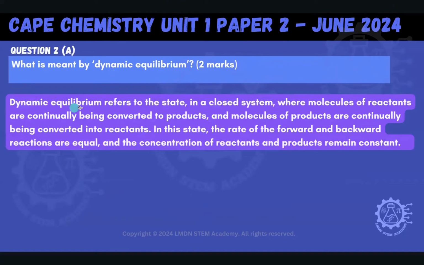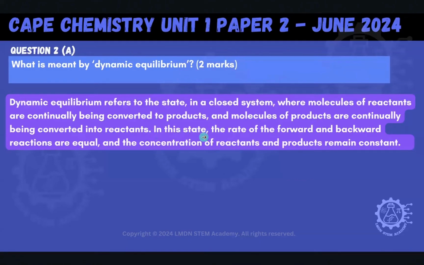So dynamic equilibrium refers to the state in a closed system where molecules of reactants are continually being converted to products and molecules of products are continually being converted into reactants, right? So there's a constant back and forth of reactants to products, products to reactants.